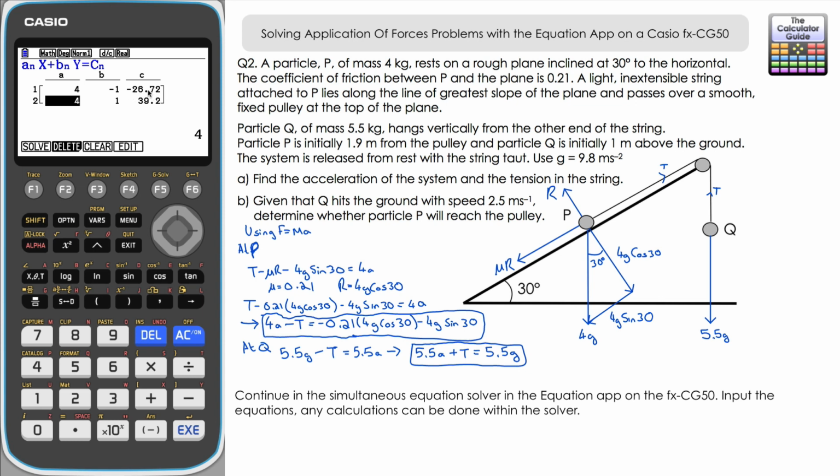And then the second equation, the equation at Q, we've got 5.5A plus 1T equals 5.5 times 9.8. So we've got 53.9. All the information is there correct, so we press execute and we've got both our acceleration and our tension here at the same time. So we've got X, which is acceleration, 2.86 meters per second squared, and the tension is 38.169 newtons.